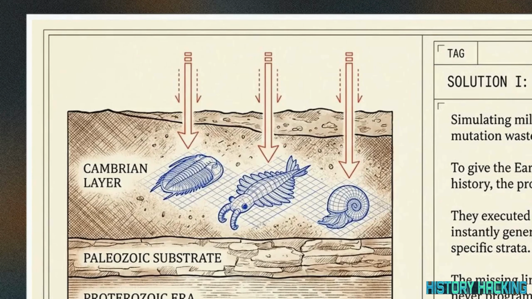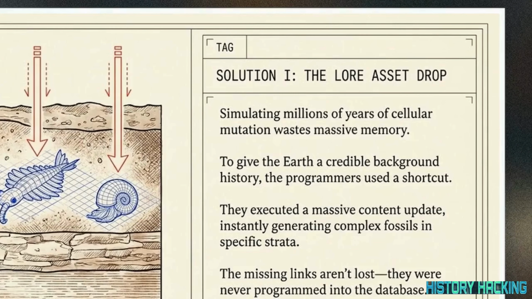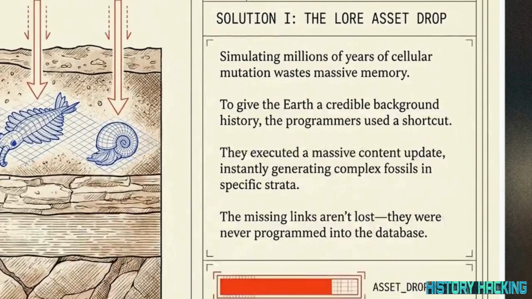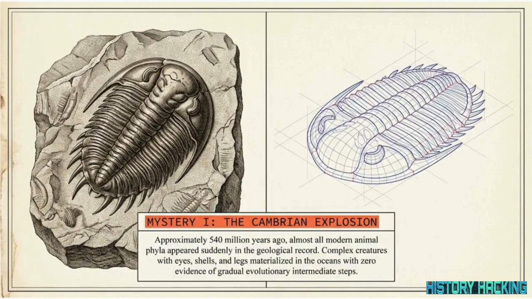Software engineers recognize this geological anomaly as an asset drop. Programmers used this shortcut to inject complex blueprints directly into the Cambrian layer, populating the world's background history instantly. Rendering millions of years of cellular mutation would have exhausted server RAM and storage for no functional gain. The developers optimized the system by generating complex fossils as static background data.